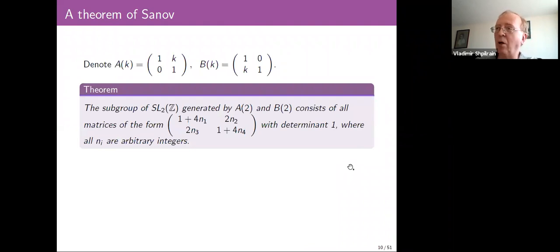Okay, so our first example in this talk of a non-trivial and perhaps somewhat surprising result on sublinear time algorithms will be a theorem of Sanov. That's a very old theorem. It says that the group generated by two matrices that I denote here by A of 2 and B of 2 consists of all matrices of this form with determinant 1.